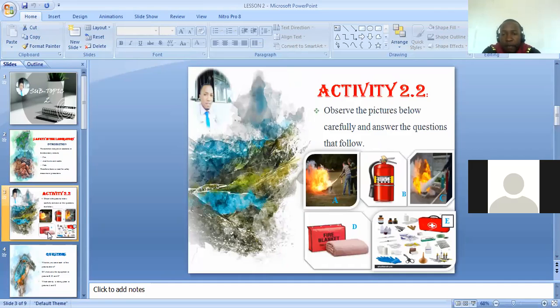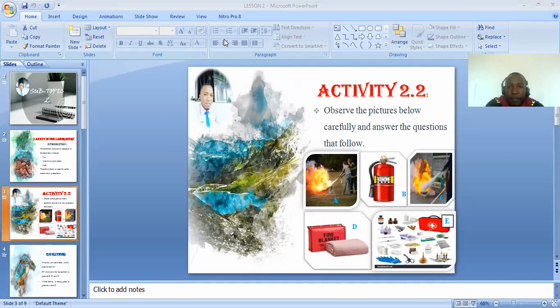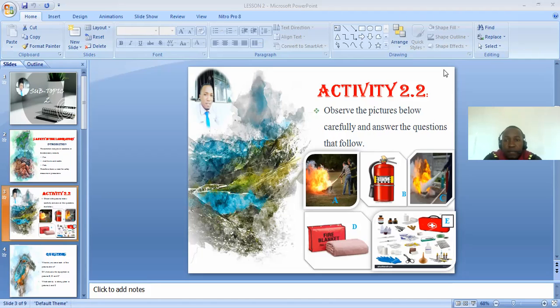Look at picture A, B, C, D, and E, then come up with ideas of what each picture is all about. Yes, Siri. Picture A.